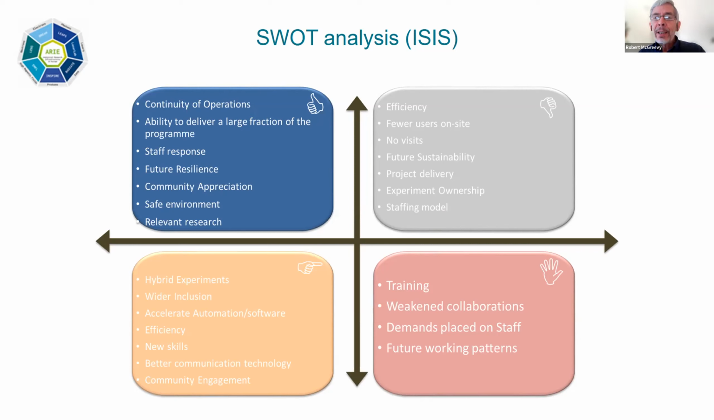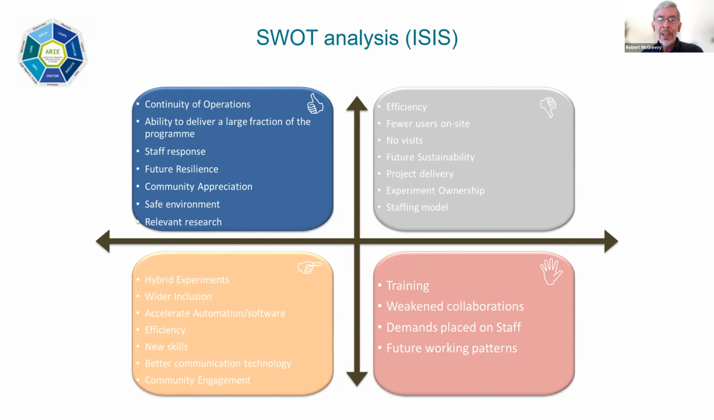The weakness is that the efficiency went down. We didn't do as much as we could do. Fewer users on site, less collaboration. There were no visits. By visits here, I mean non-experimental visits, so schools, etc. Again, a very large important thing that many facilities do, which does require people to come to the facility. Project delivery, so that was more difficult. And I mentioned the question about experiment ownership and staffing model.